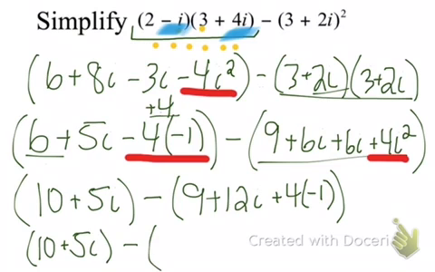minus, and let's see if we can do a little simplifying here. 9 minus 4 is going to be 5 plus 12i. Okay, and now we've just got a binomial minus a binomial. I guess complex number minus complex number.